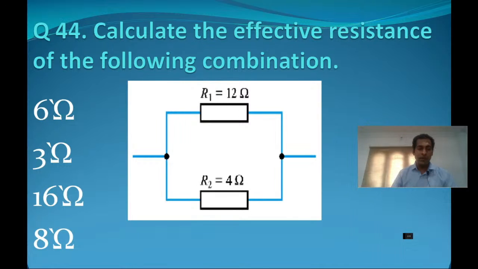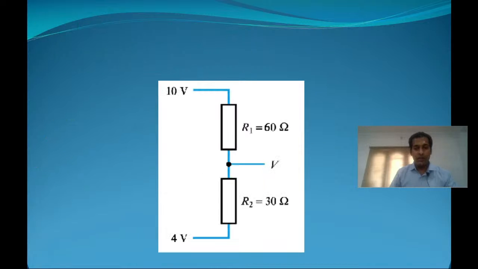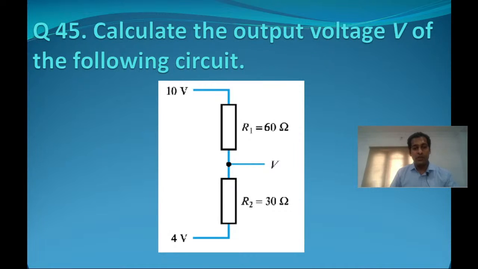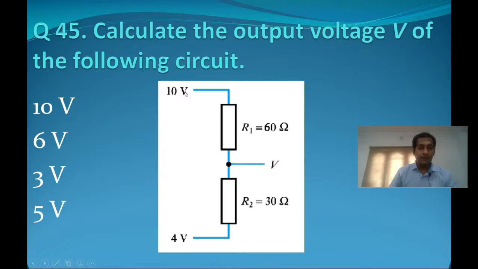Okay, time is up. The answer is 3 ohms. So what do we do? 12 times 4 by 12 plus 4, and we get the answer. Similarly here we have two resistances connected across the voltage input and output. So we have to calculate the output voltage here. What should be the voltage across this output between R1 and R2? We know the resistances, we know the voltages supplied to R1 and R2. Now we have to calculate the voltage.